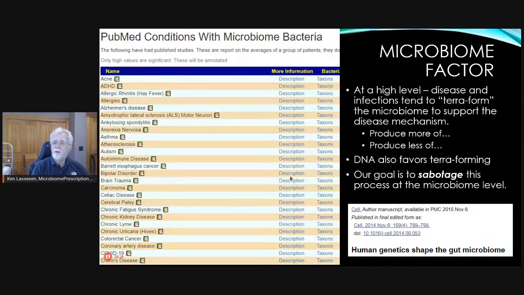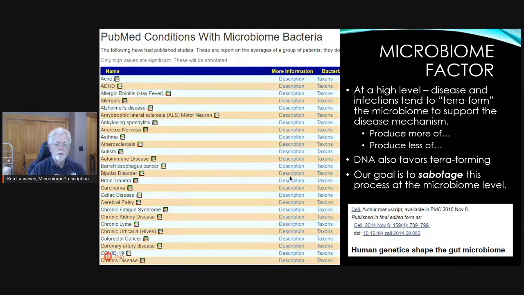DNA also influences how the microbiome forms. It has been found that a certain DNA combination affects whether or not certain bacteria take hold. So we have a mixed case. My basic goal is very simple. We want to sabotage the dysfunction at the microbiome level. We want to undo what it did, and we want to do it as fast as we can but with the least amount of risk.